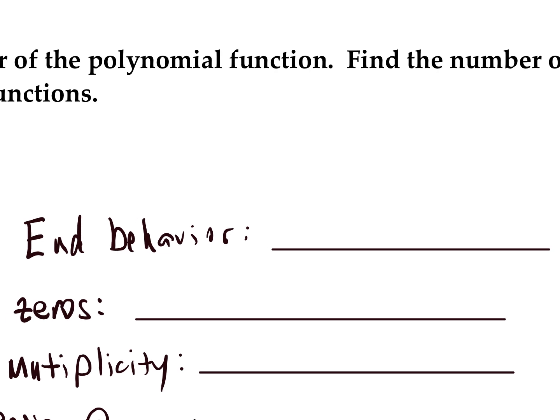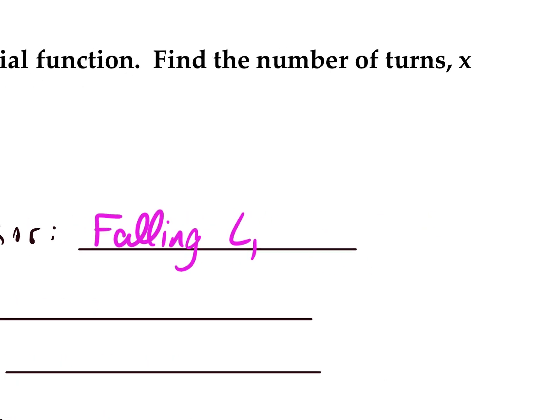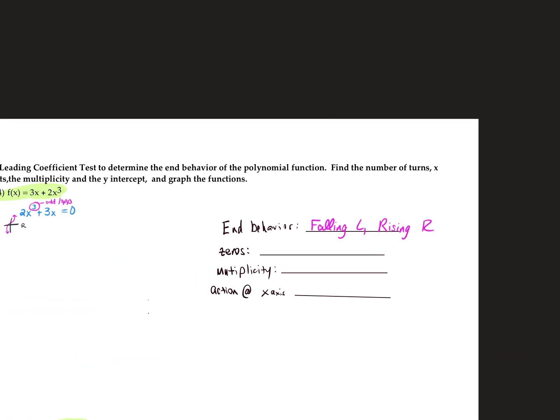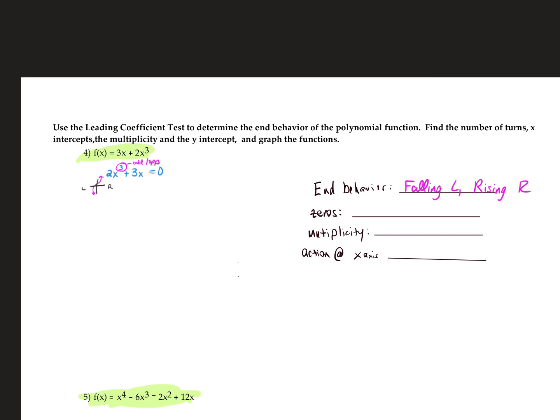You literally write falling left, rising right. Now, if you don't write stuff on the line, that's totally fine. I don't care. That is just an indication of what I'm looking for. But I need you at least to circle your answer. Don't have me searching all over trying to figure out what you're trying to do.